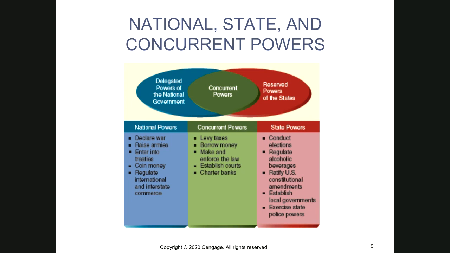And remember, delegated powers are just what national powers does the federal government have? Okay, the federal government can go in, they can declare war, raise armies, enter into treaties, coin money. That's all them. That means that it's not concurrent, so the state doesn't have it too, and it's not reserved to the states, so the states don't get to do it on their own.